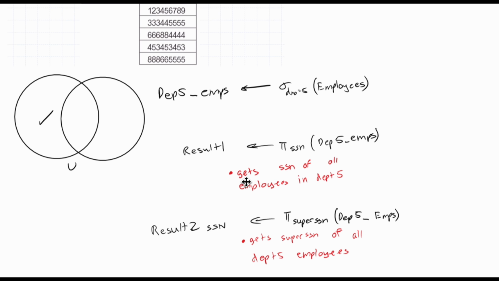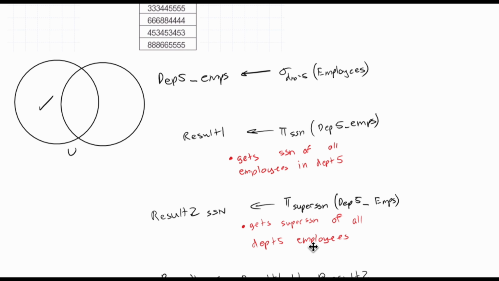Result 1, we're just going to get the social security numbers of all the employees in our Department 5. Notice how we have this pi and then our SSN. The omega, or whatever it is, gets the table. This one gets the tuples. So we're going to get all of them and we're going to store it in result 1. Next we have our result 2, SSN. Into this, we are going to store the pi super SSN, so it gets the super SSN of all the Department 5 employees.